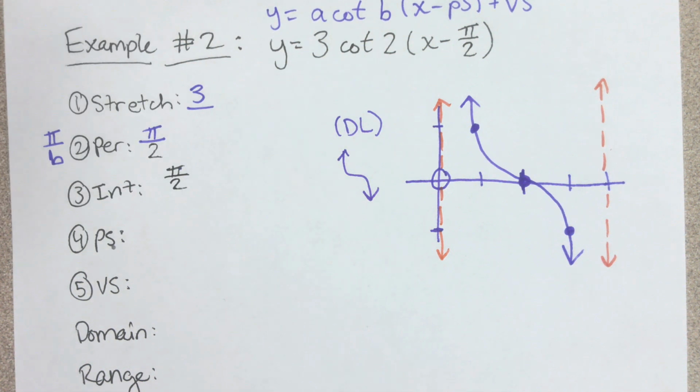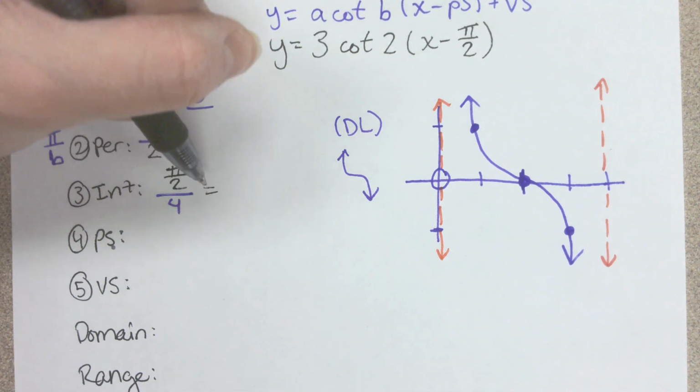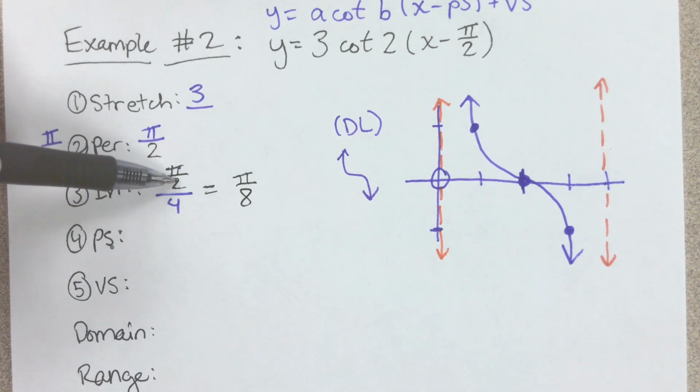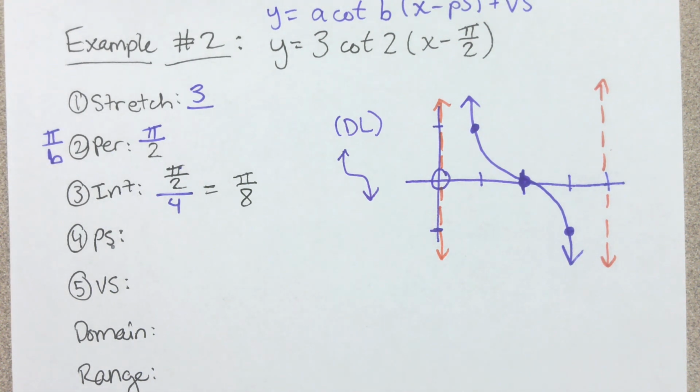Pi over 2 divided by 4. We've talked about this before, so I'm not going to go over mathematically how this works out, but you'll get pi over 8. Again, the trick here is you can just multiply the denominators if you have a fraction over a number.